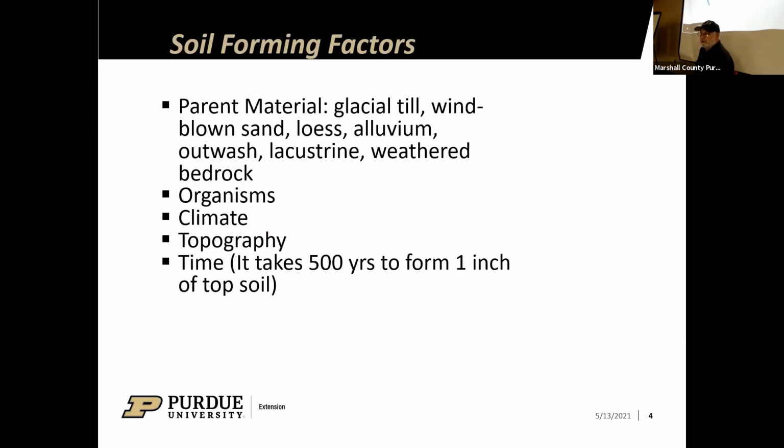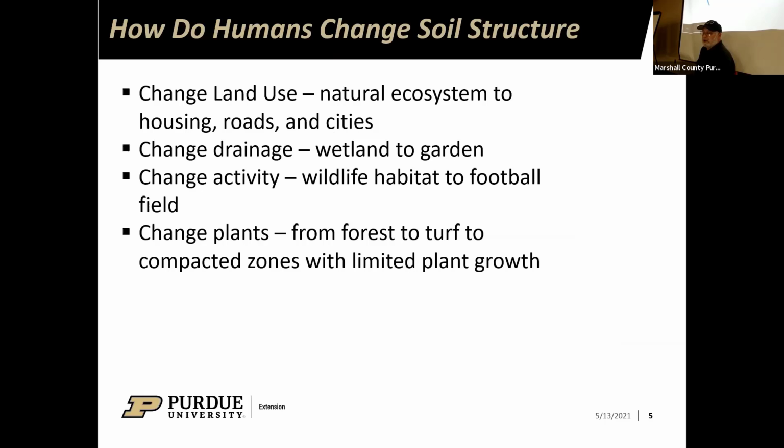We have to realize that soils have formed over 500 years to create just 1 inch of topsoil. And these factors that we already talked about had a big impact on our soils. One of our issues is that humans, we change our soil structure quite completely in some situations compared to what Mother Nature produced over that long period of time. So just think about it. We change land use. We go from a natural ecosystem to housing, roads, and cities.